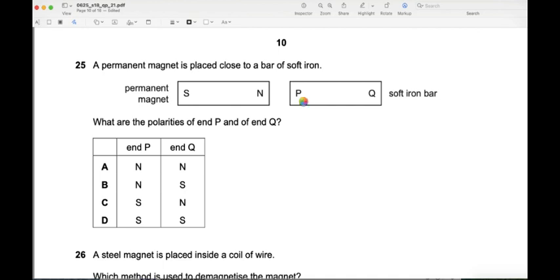If this is attracted to the magnet, it has to be what? South. So P has to be south. Anyone that starts with north is already a wrong answer, so these two are considered wrong. The option has to be south here and north here. So south, north. C is the most correct option for this question.